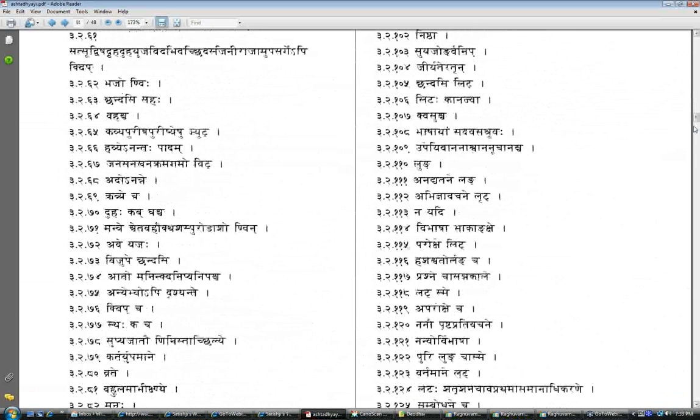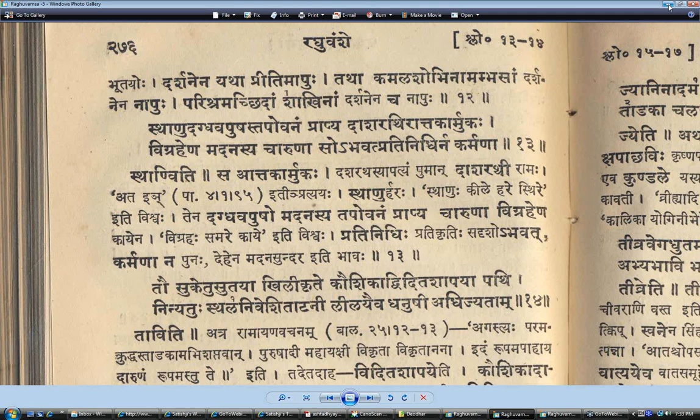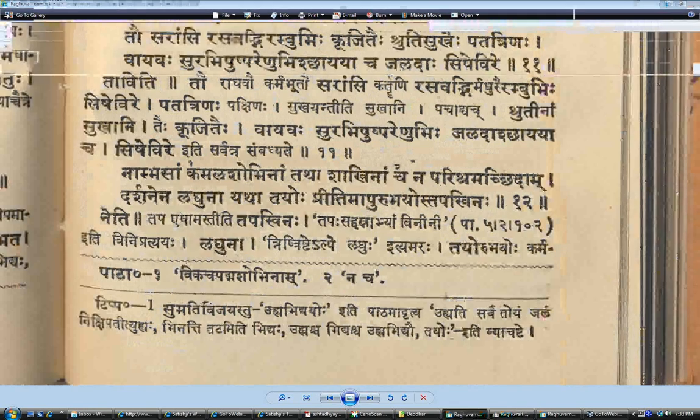So kamalaihi shobhante iti kamala shobhinaha. We have the kamal, and any sup can be the upapada. It doesn't have to be karma anything. So kamalaihi also can be used. I think that will work for us. So I think we have to use the upapada samasa for this.